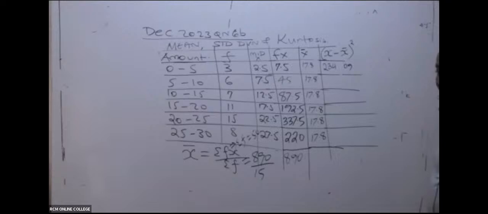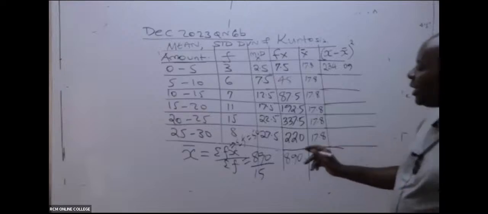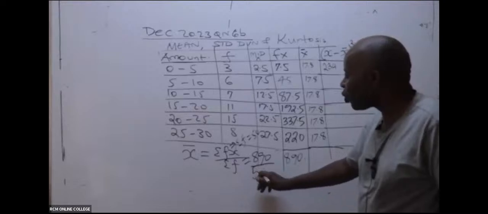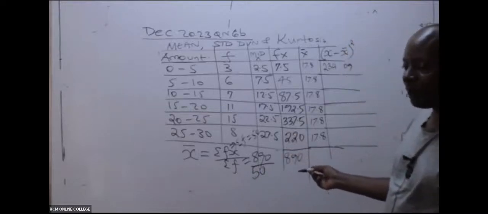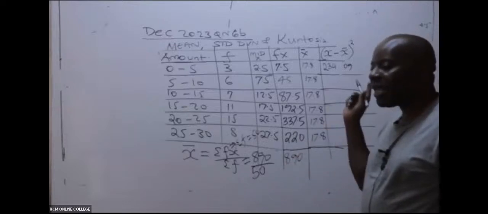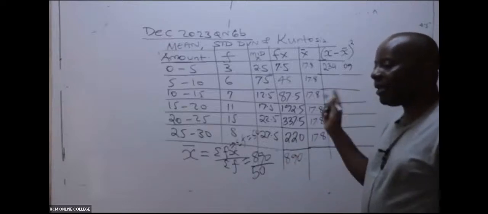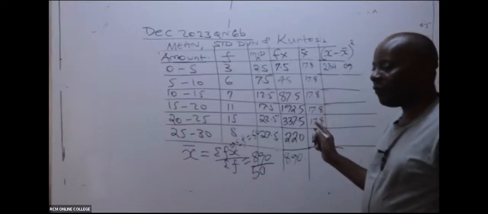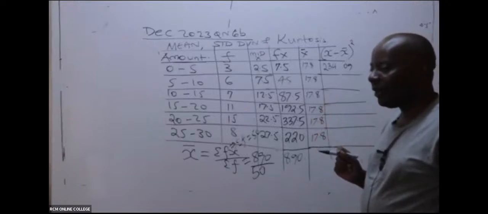Using 50 instead of 15. I'm really, really sorry. This is supposed to be 50. Please confirm, the sum of frequency is 50. Sorry. Please reconfirm the mean. 890 divided by 50, not 15. Will the mean remain the same?